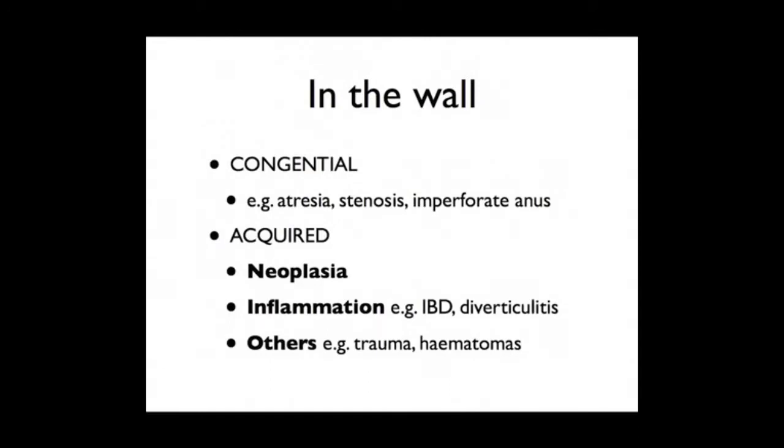Okay, well, you can have abnormalities with the wall causing bowel obstruction. These can be congenital or acquired. The congenital ones aren't so important, but include atresia, stenosis, and an imperforate anus. The acquired ones, much more common, and the most important types of disease to remember are neoplastic processes and inflammatory processes. Neoplastic things, obviously tumours. This is particularly important in the large bowel. And inflammation, which is more important in the small bowel, such as IBD. But diverticulitis can also cause it. And finally, there are a couple of other ones, trauma, hematomas, but those are not so important at our level.